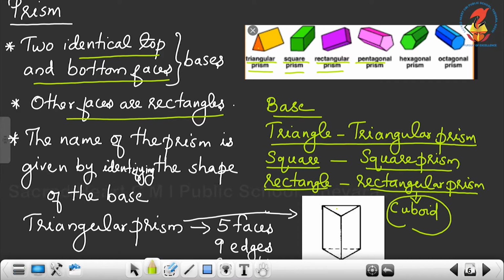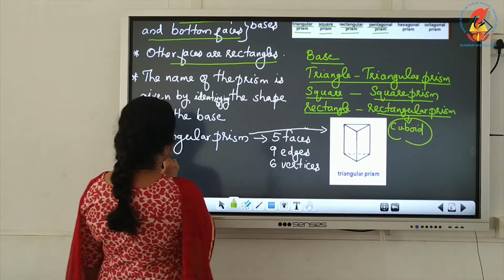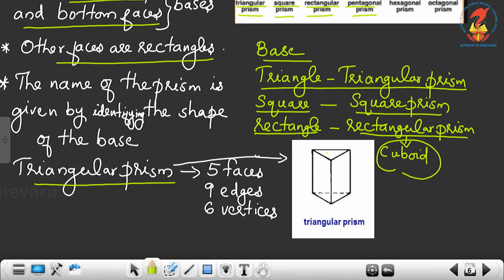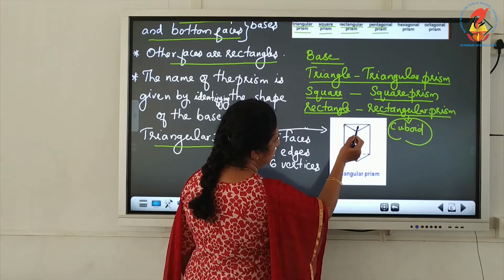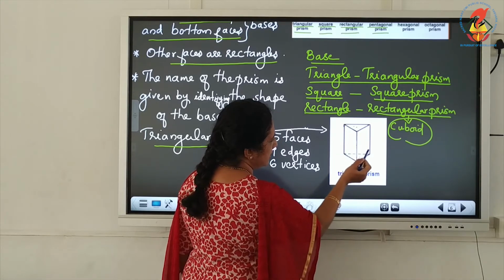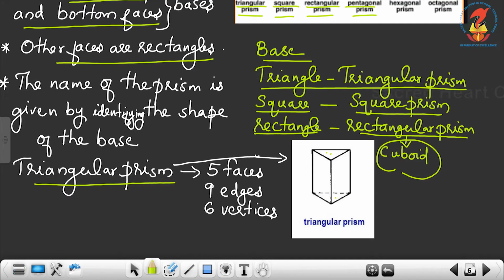Suppose the base is a pentagon, we can name it a pentagonal prism. Then look at the triangular prism. Now this triangular prism has 5 faces. Look at that, 1, 2, and you have to imagine the side faces. There are 3 side faces, therefore 3 plus 2 equals 5 faces.